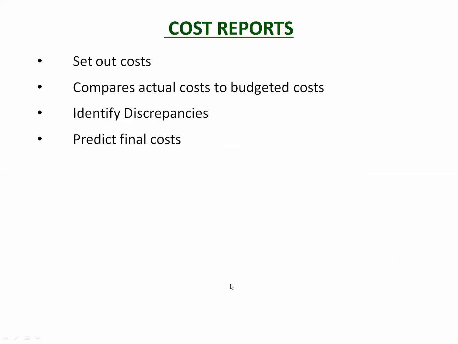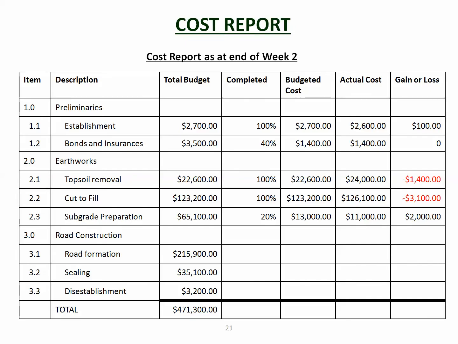So the costing system, that computer system, uses the cost codes to allocate costs to the cost accounts. So the cost reports, these are what come out of the costing system. They set out the costs, they compare actual costs to budgeted costs, and once you compare the actual to the budgeted, you can identify the discrepancies, and you can predict the final costs from that as well. So here's an example of a cost report from the previous video.